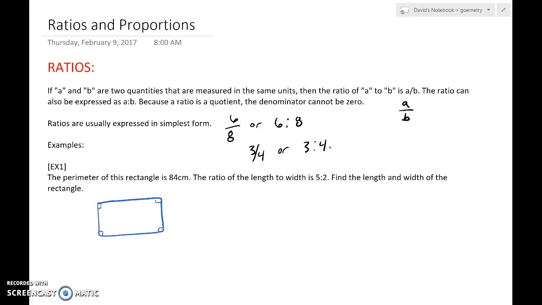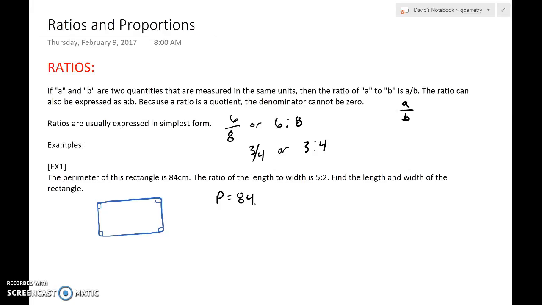First example, we have a rectangle. The perimeter of the rectangle is 84 centimeters. So I know that right off the bat. I'm going to write that down. Perimeter equals 84. That's probably going to be important. The ratio of length to width is 5 to 2. Find the length and the width of the rectangle.